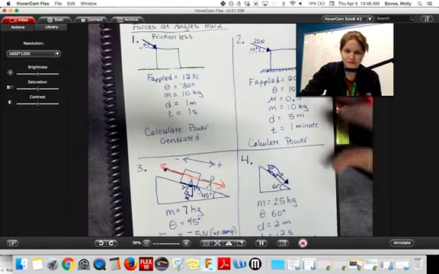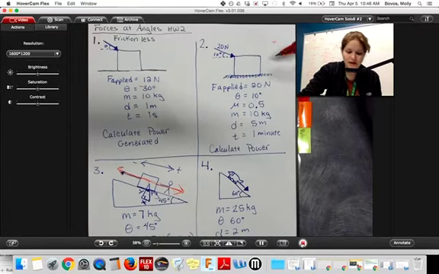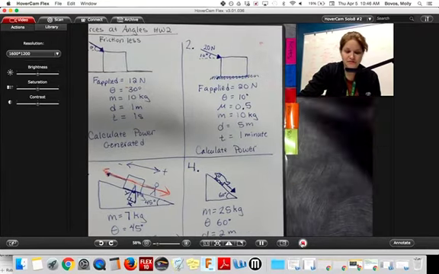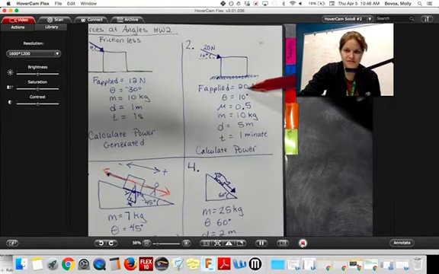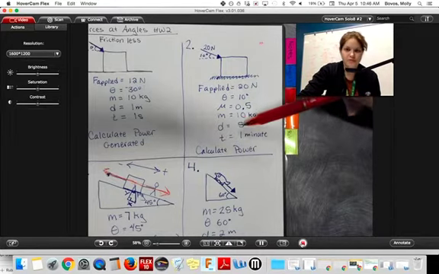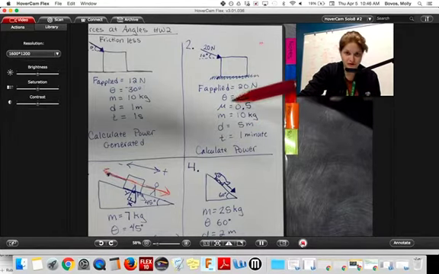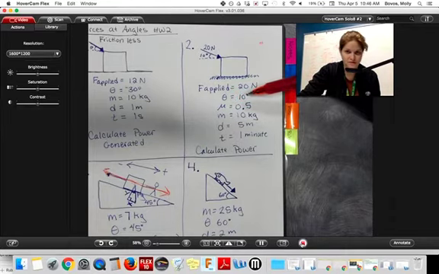In the next problem, this time I've actually included some friction. It's not a frictionless surface. So you're going to have to go through that thing where you had to calculate the net force when there was friction involved. Okay, we did several examples, and there was one on your last assignment.